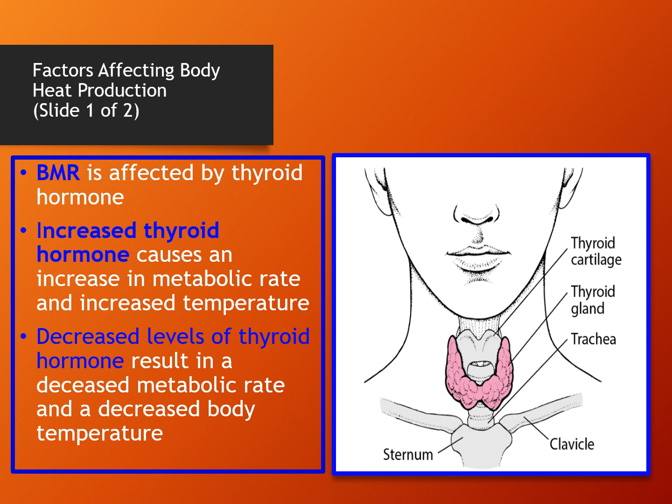Your BMR is affected by your thyroid hormone. Thyroid, remember we were feeling that in our neck. It's a butterfly-shaped gland in your neck. You can see a picture of it here. So when you have increased thyroid hormone, that's an increase in your metabolic rate, and your temperature is going to be higher. And lower levels of thyroid hormone decrease the metabolic rate and body temperature. That's why some of the signs of hyperthyroidism, people are always hot, or hypothyroidism, that's the underactive thyroid, people are usually cold.